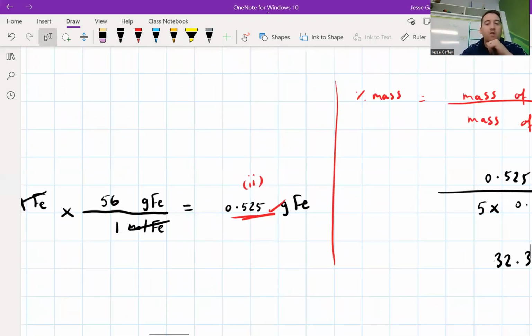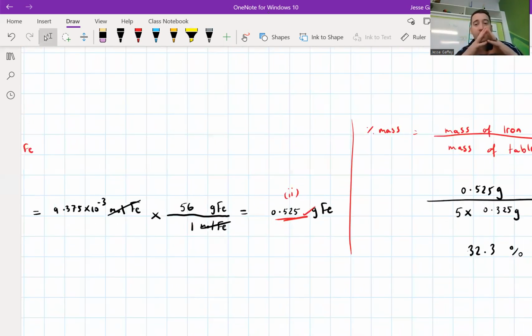Which again, I want you to think about. If you're asked to find the grams of iron in 1 tablet, what would you do here? How would the calculation be slightly different? Pause the video and think your way through that. Try and speak out an answer. What would you do?